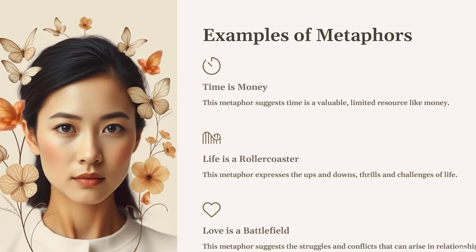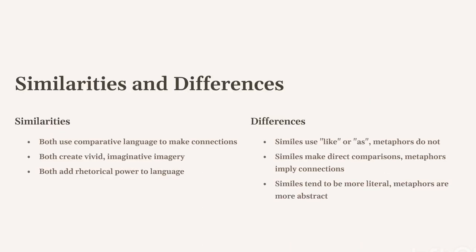And what are the differences? So, the first one is that similes use like or as, while metaphors do not. Then similes make direct comparisons, metaphors imply connections. And third, similes tend to be more literal, while metaphors are more abstract.